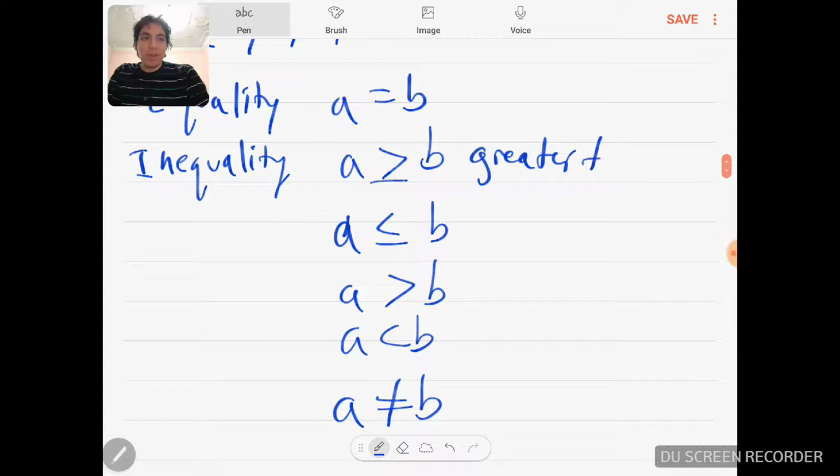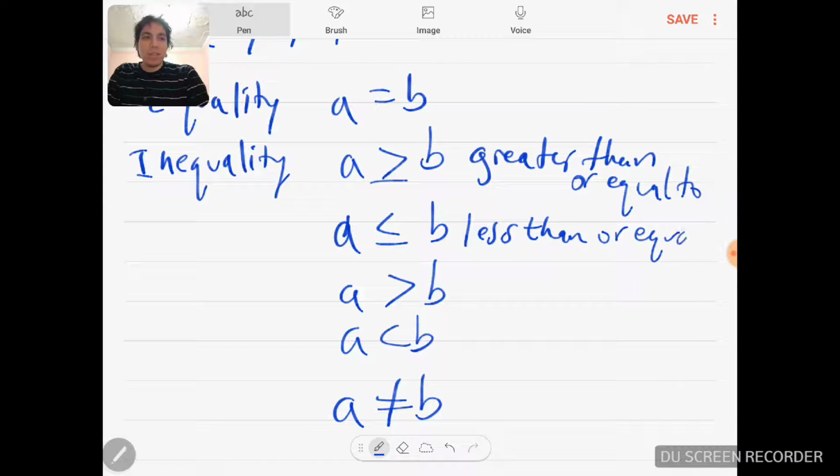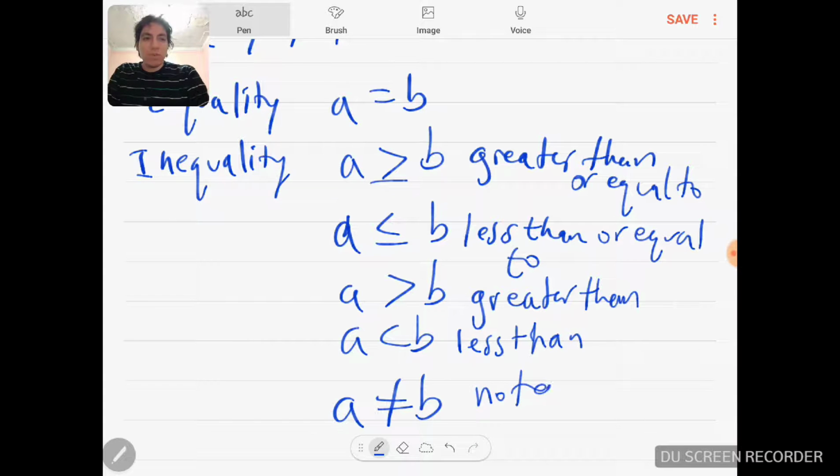And also there's another sign that's true for not equality. Just for the record, I'm just going to write it here. Greater than or equal to, less than or equal to. This is strictly greater than. And this is strictly less than, and this is not equal. Not equal at all.